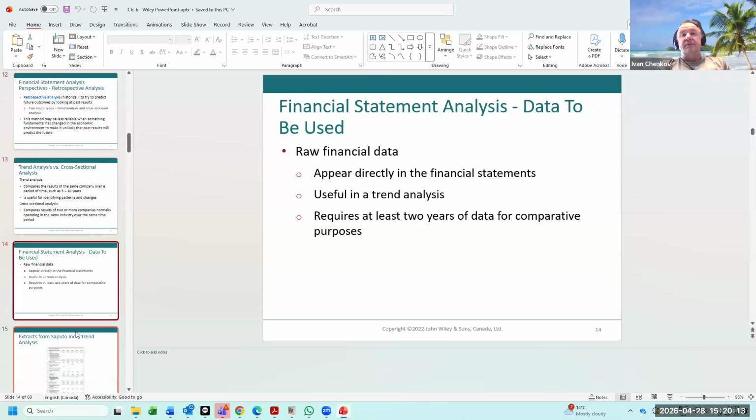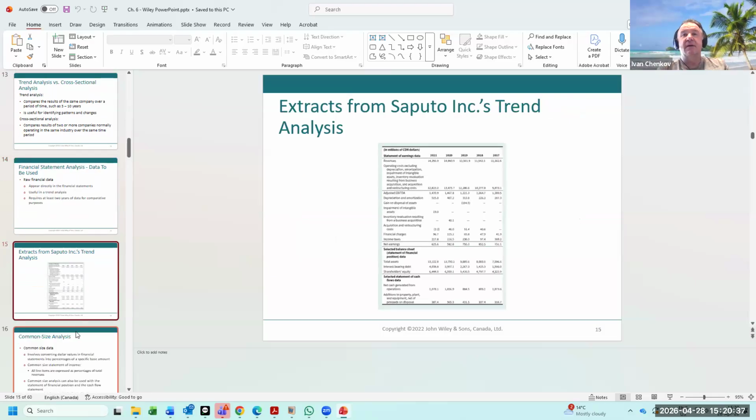Which data are we going to use? We can use raw data, directly from the financial statements. Then we're going to start doing this trend analysis, and we require at least 2 years of financial data in order to compare one year to another year, or for our comparative purposes.